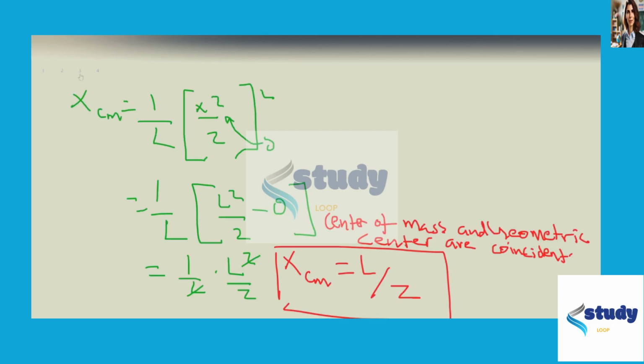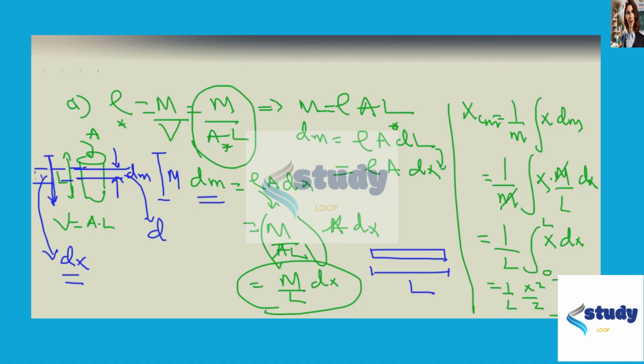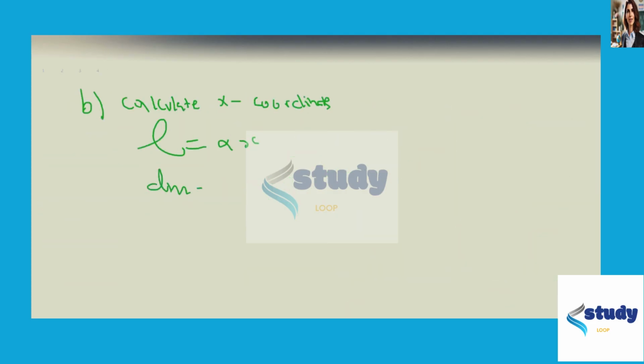But we're going to use some of the information we picked up from before, which is this one. dm equals rho a dx. But then you can see what rho is. Rho is alpha x. So alpha x a dx. Alpha and a happen to be constants.